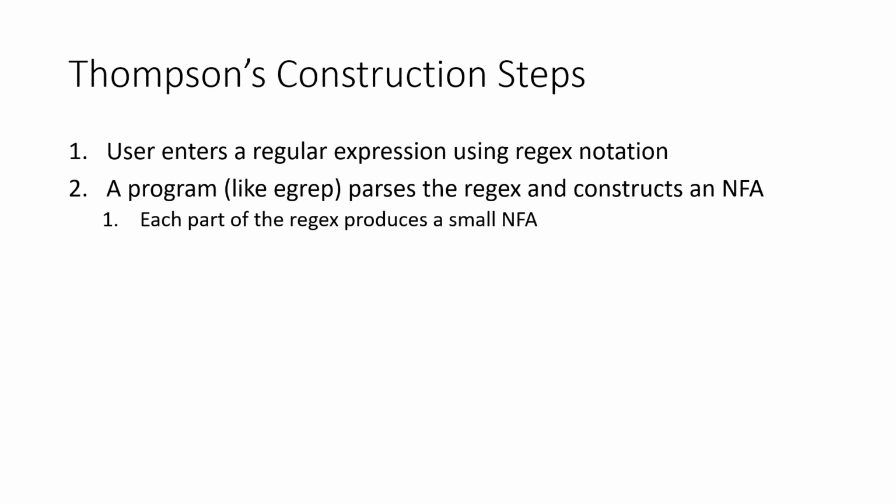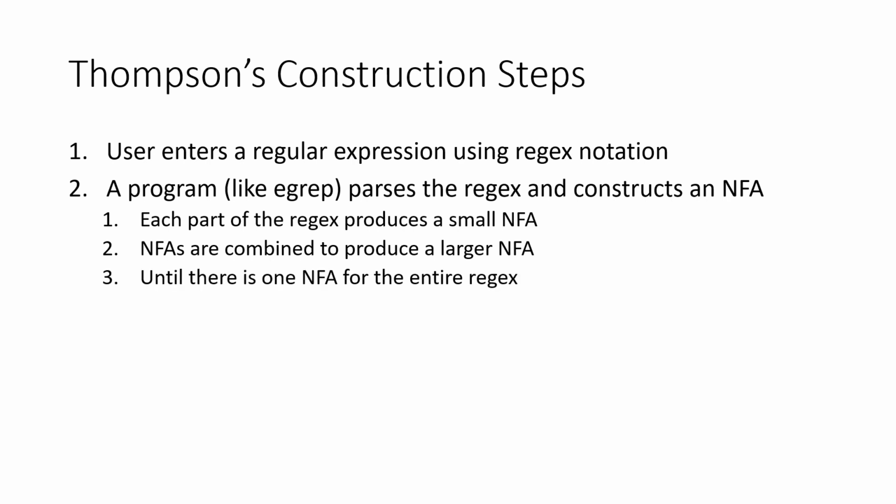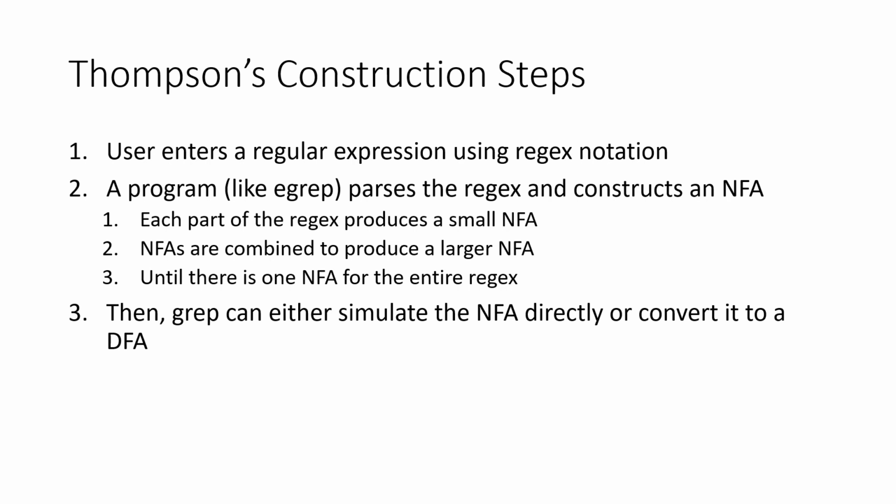It's going to take each small part of the regex, basically everything that's not one of the symbols, and produce an NFA out of it. Those NFAs are going to be combined using star and union and concatenation to produce a larger NFA. And then at last, there's going to be one NFA for the entire regex. At that point, grep can either simulate the NFA directly, or it's possible to convert the NFA into a DFA.